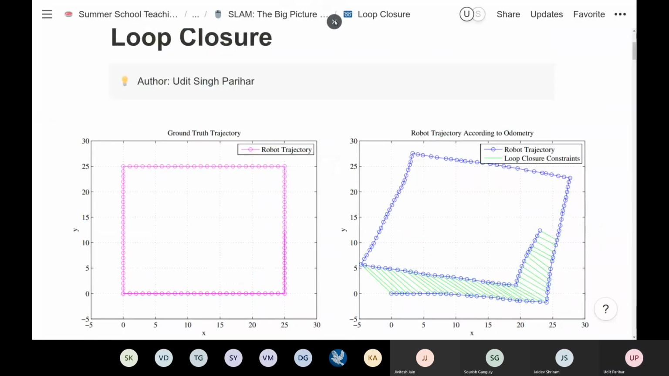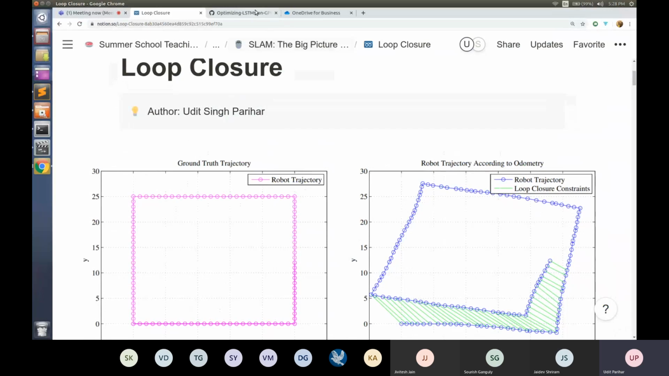Okay, that's it from loop closure. If you have any doubts, you can ask.